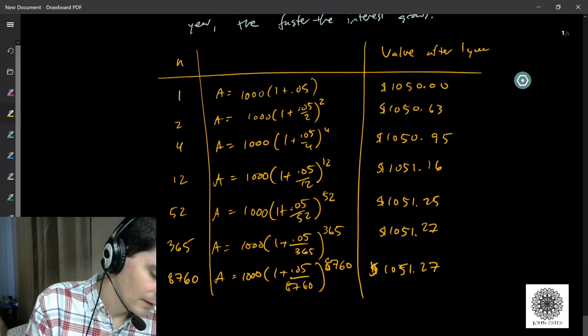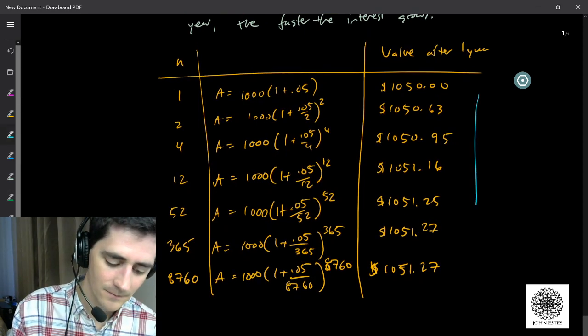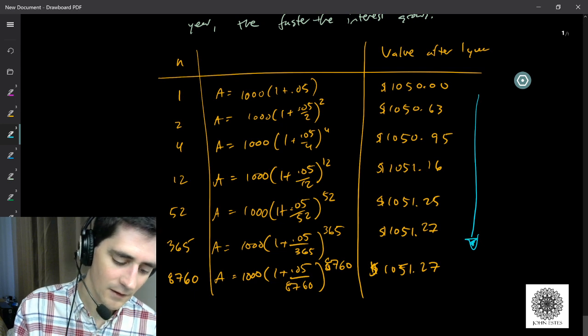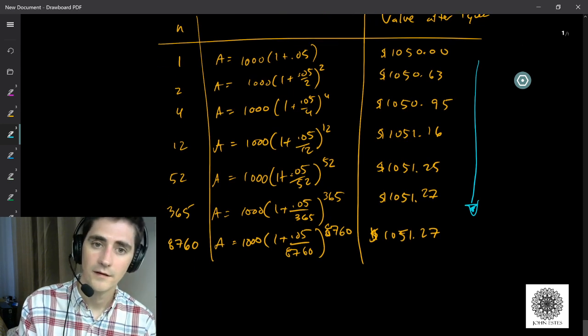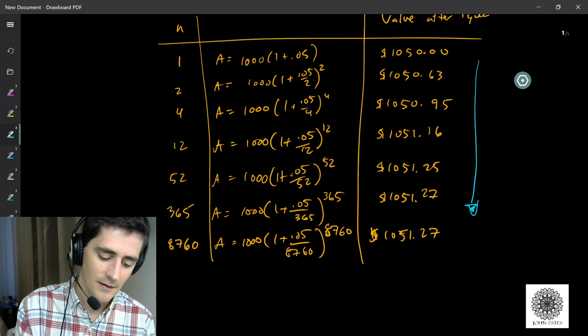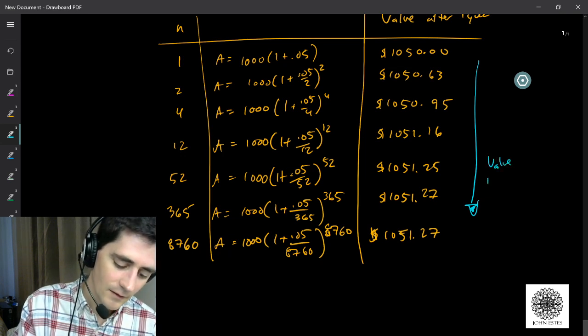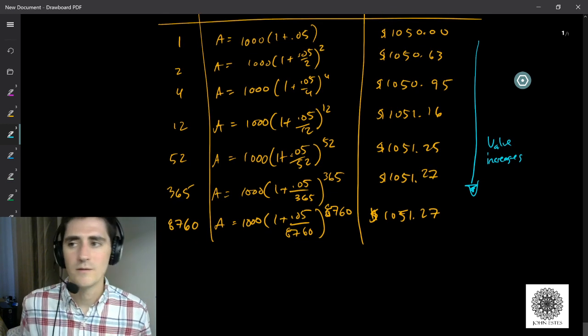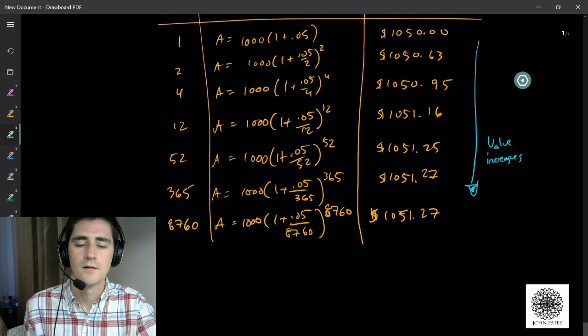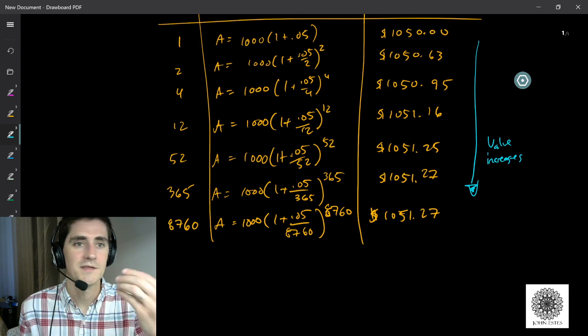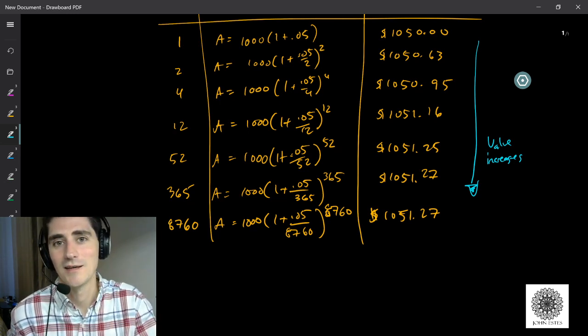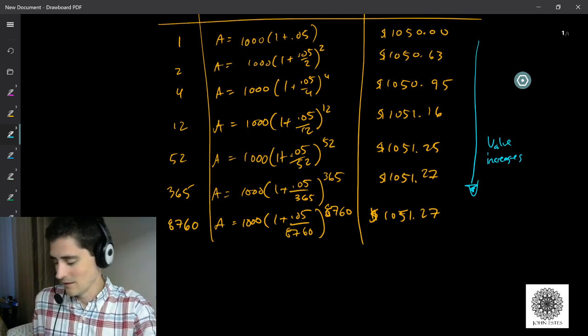But the point is, notice that as the compounds go up, the value goes up as well, right? So as the number of compounds goes up, the value increases. So what if we compounded hourly, what if I compounded every minute? Or what about every second? Or what about every tenth of a second? What about every hundredth of a second?